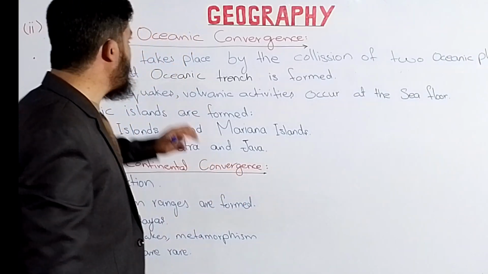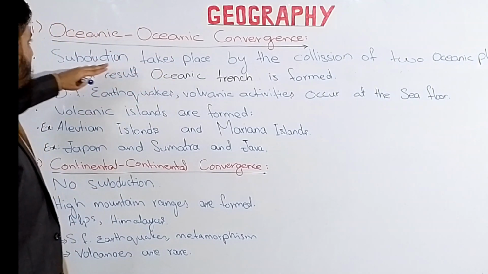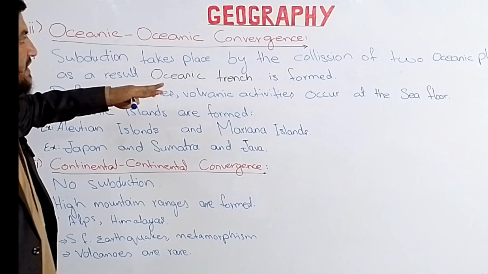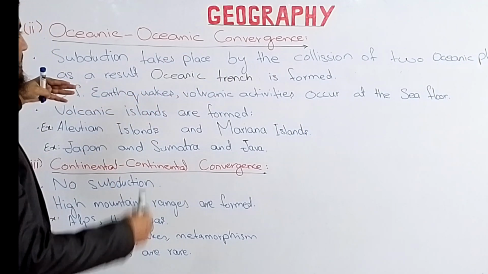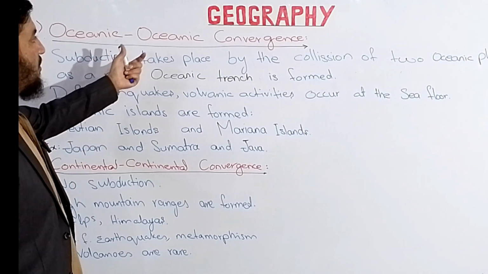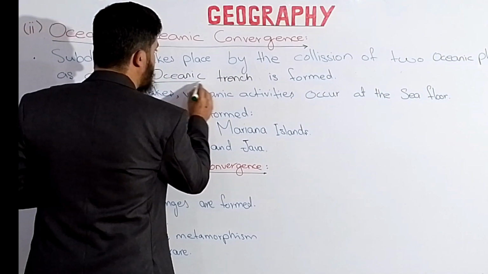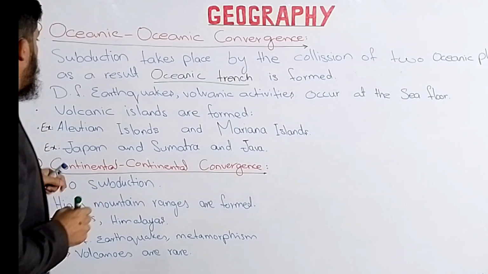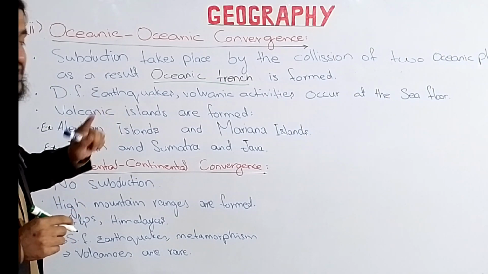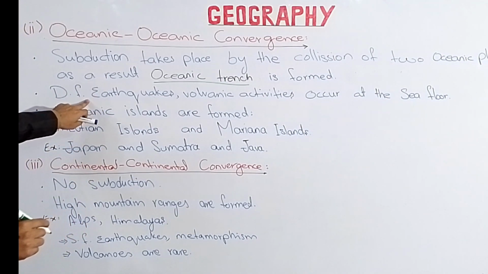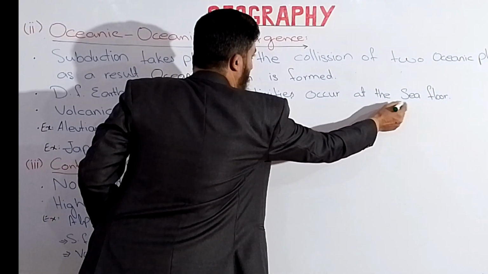So here we have the next type of convergence, that is the oceanic convergence. Oceanic convergence occurs by the subduction process of two plates. One is the overriding and the other one is the subducting plate. So when they collide with each other, they form the oceanic convergence. As a result, they form the oceanic trench. There occur deep focus earthquakes, not shallow focus earthquakes, because they are deeper. Volcanic activities occur at the seafloor.